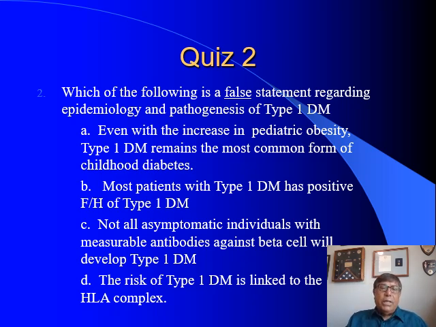The false one is B. Most patients with type 1 diabetes do not have a positive family history. Maybe in about 10 to 15% of the cases you can have a family history.